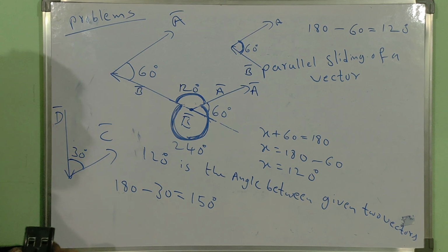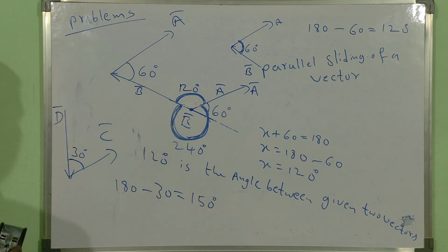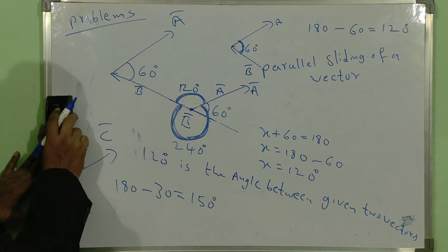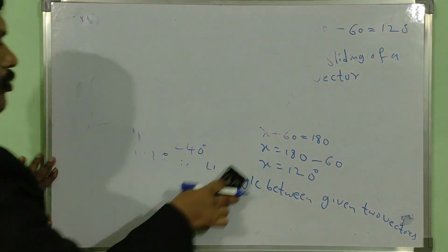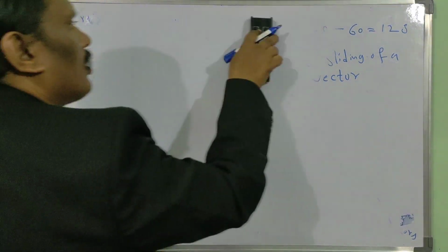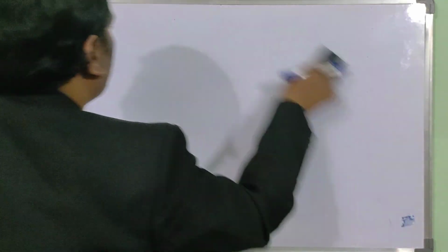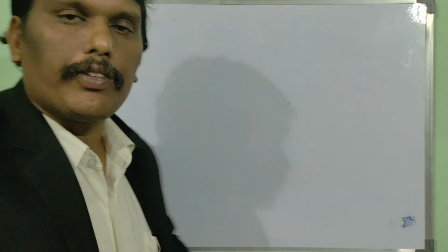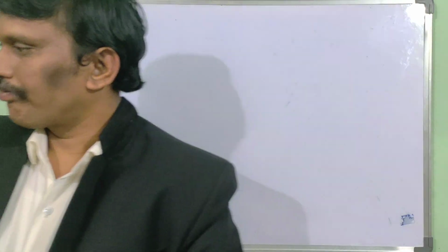So, better solve in such a manner. Okay, right. This is the way we need to calculate the angle between the two vectors. And here remember, parallel sliding of a vector does not change its value. That is what we are using to calculate the angle between the two vectors when one vector's tail meets the other vector's head.